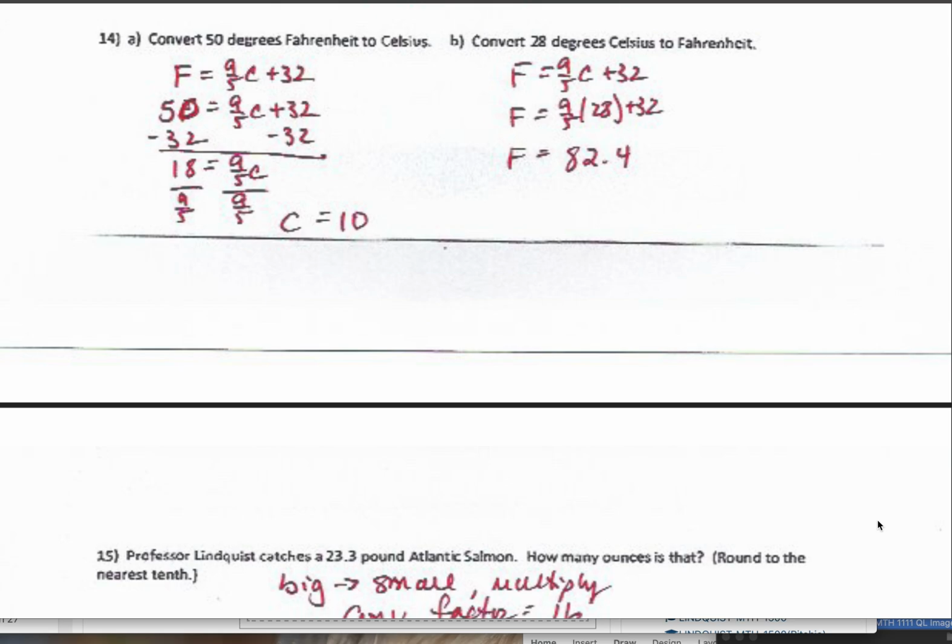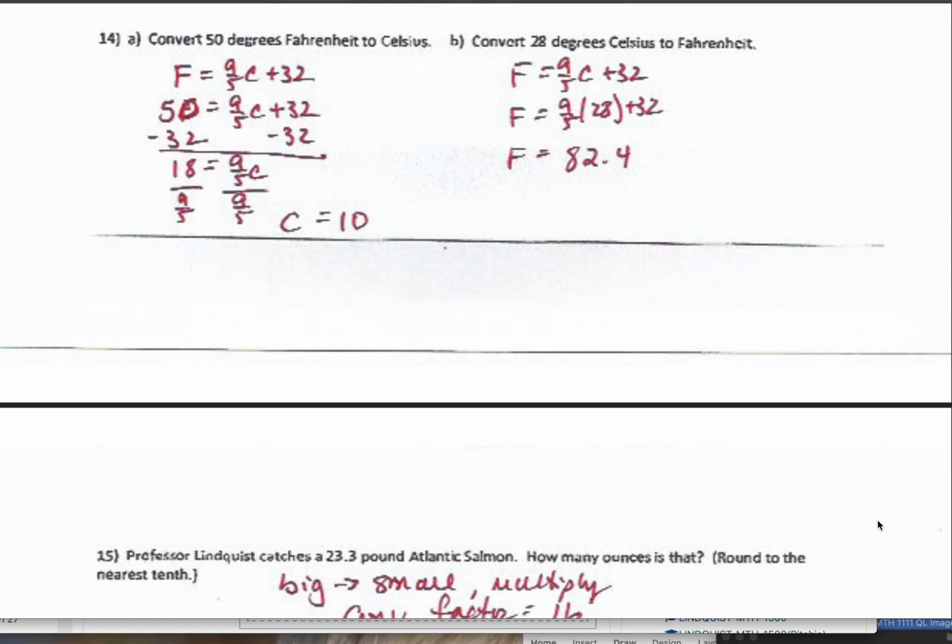Number 14, and that is where we'll pick up right now. Again, I mentioned in a previous video, there are two different formulas for going from Fahrenheit to Celsius and Celsius to Fahrenheit, but you don't need both. One is good enough, and this is the one I usually choose to do, F equals 9/5 C plus 32.